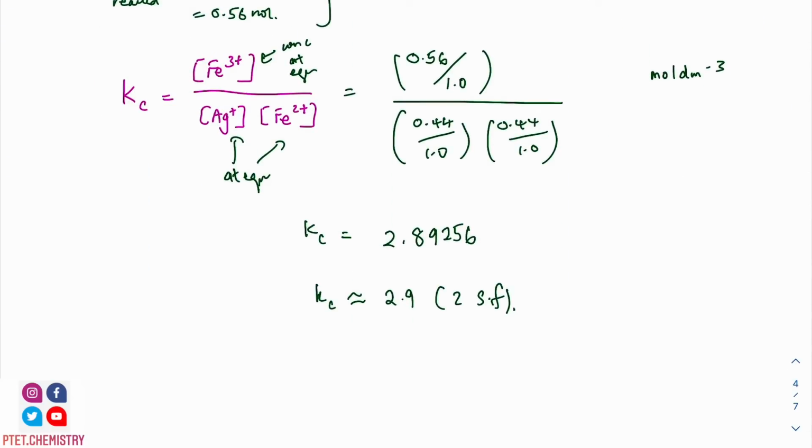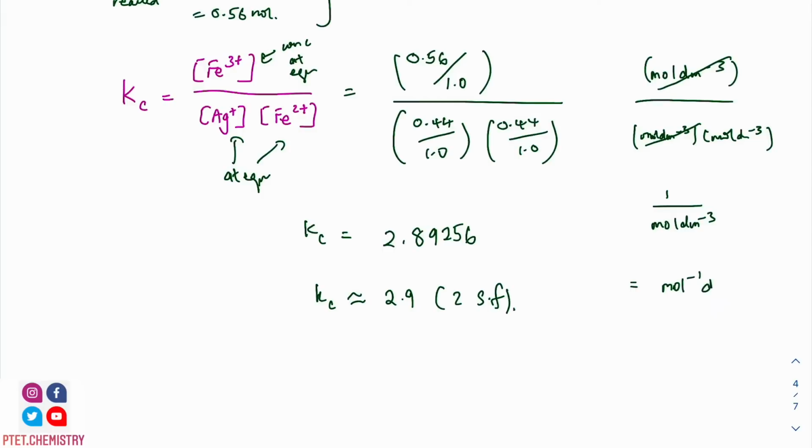It's not so simple if your volume is not 1, for example. So at the bottom you have mole per dm cube times mole per dm cube. So this looks slightly more complicated than the first example, because then what you will get is 1 over mole per dm cube, and you have to simplify it into mole minus 1 dm plus 3. Okay, that's the reciprocal of these units.